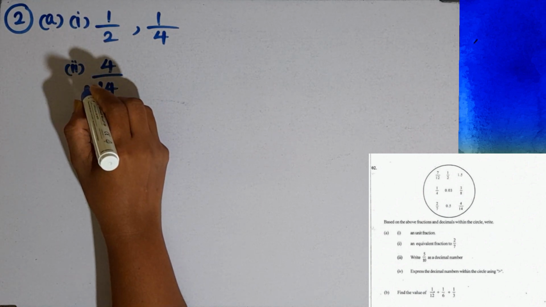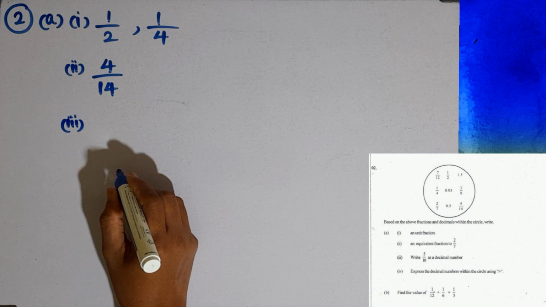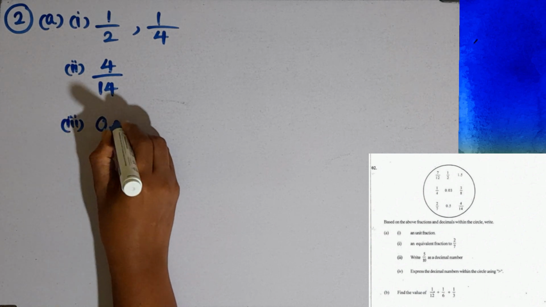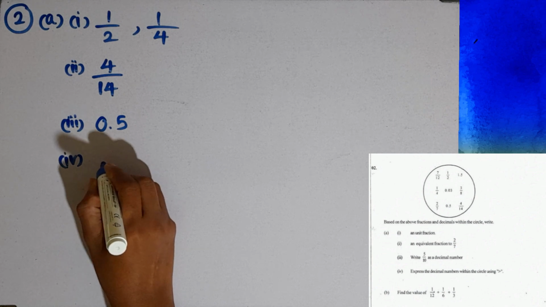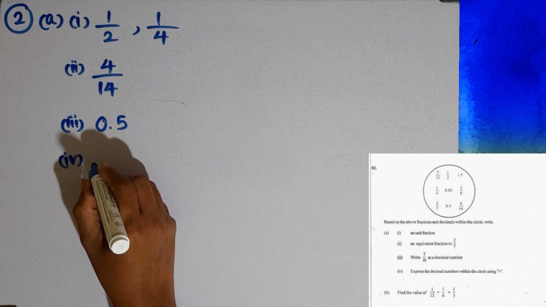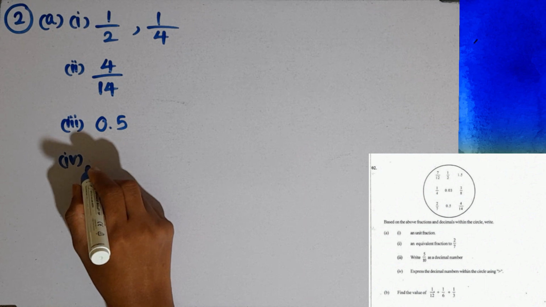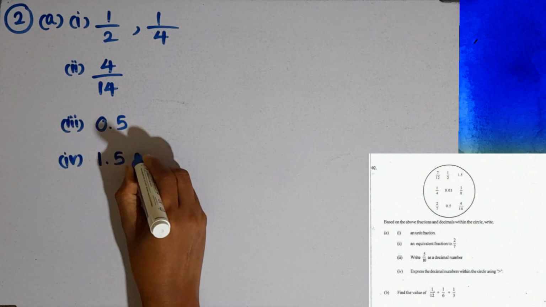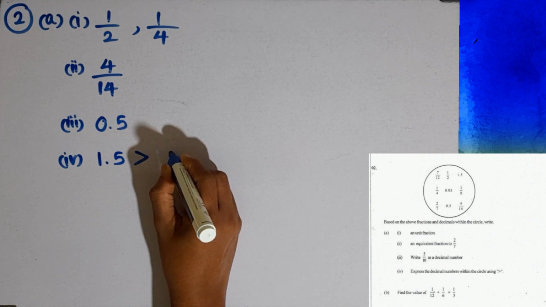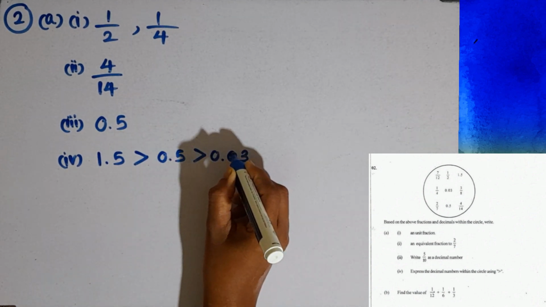Then number 3, we are given this one. Write 5 over 10 as a decimal number. That is equal to 0.5. Then number 4. Express the decimal numbers within the circle using the greater than sign. The decimal numbers here are 1.5, 0.5 and 0.03. The largest one here is 1.5. So 1.5 greater than 0.5 greater than 0.03. This is the way we are writing that.